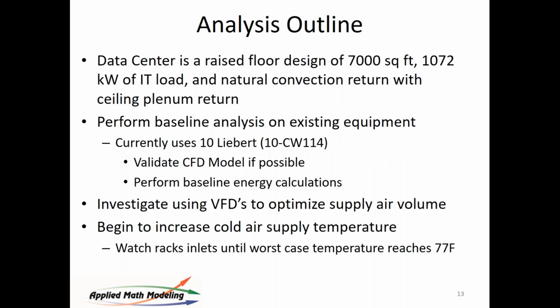So today we're going to take a look at a data center. It's going to be a 7,000 square foot data center. It's got about a megawatt of IT load in it, and it's got natural convection return with a ceiling plenum. I'll show you it in a moment. We're going to perform some baseline analysis on it. The cooling equipment in the room is the CW114s. That's a chilled water air handler in the room. It's 114 kilowatts of cooling capacity at nominal temperatures. There's 10 of them.